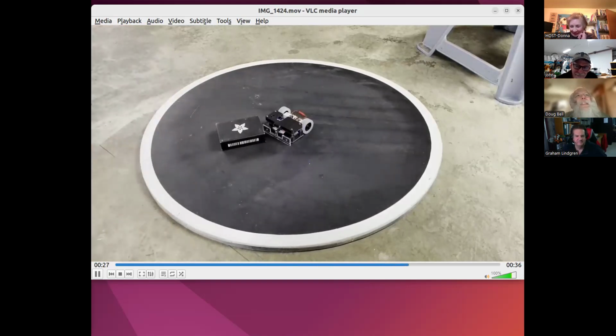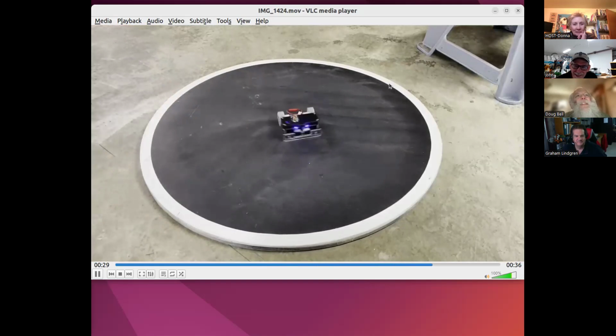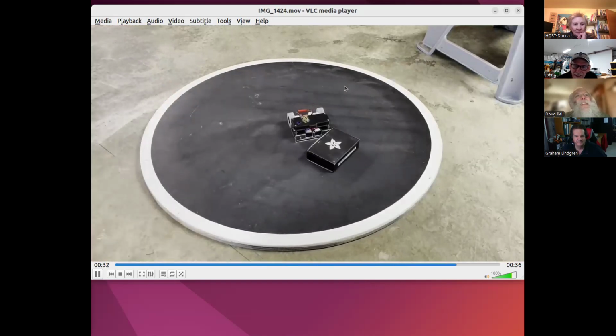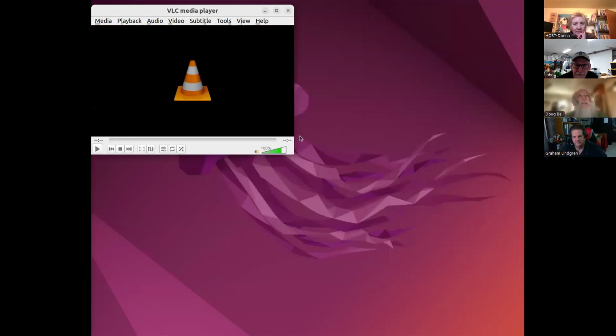So yeah, it's doing pretty good as far as finding that. And a little while ago, I was trying it with just throwing a pencil down there and it would actually pick up the pencil on the ground.